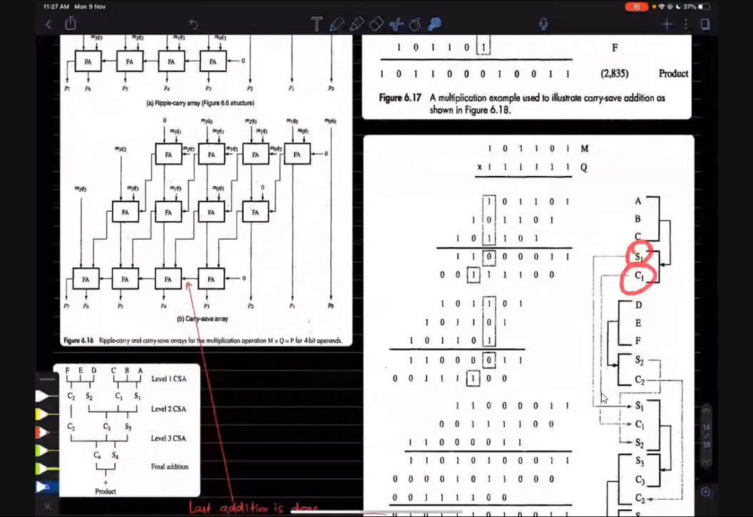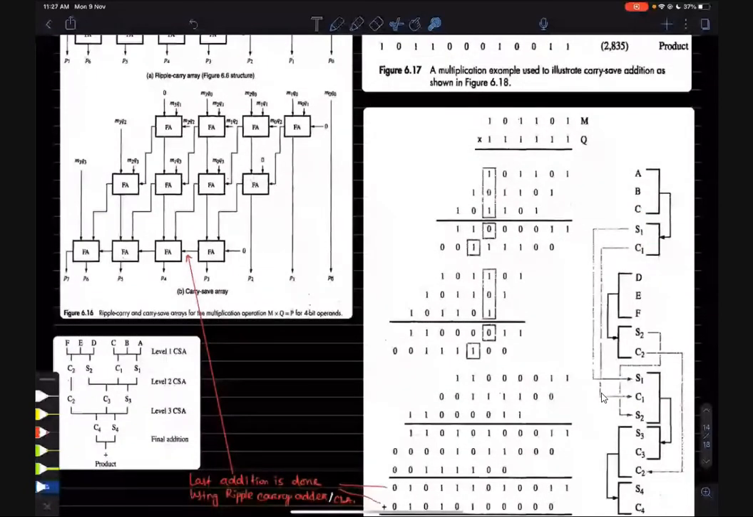Any doubt in this carry save addition process?